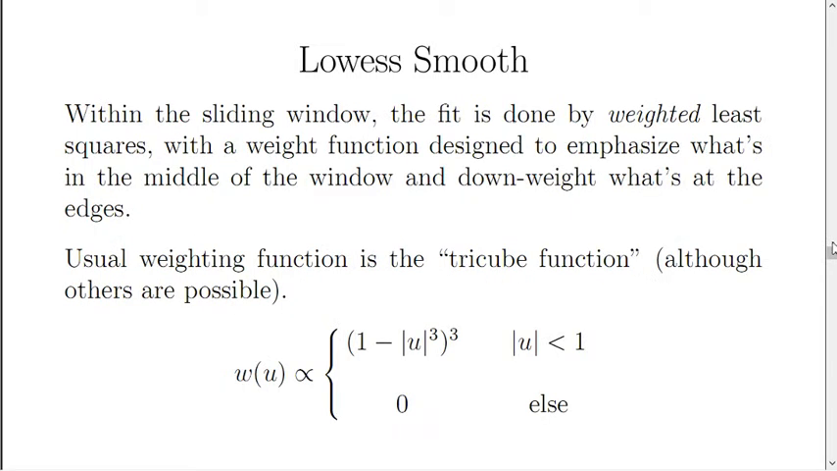Within the sliding window, the fit is done by weighted least squares, with a weight function designed to emphasize what's in the middle of the window, actually to emphasize what's at the moment of time for which we're trying to estimate a smooth, and we downweight what's at the edges. The usual weighting function is called the tricube function, and here is what it looks like.